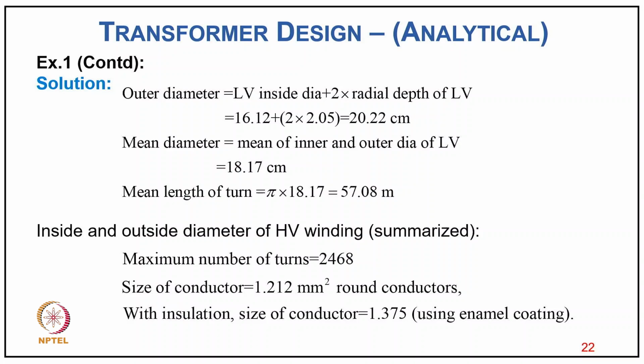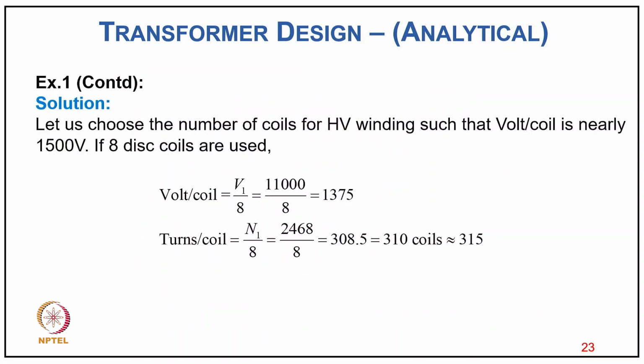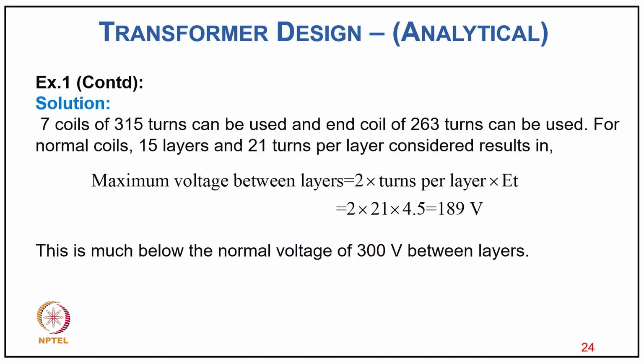For the inside and outside diameter of the HV winding, the maximum number of turns is 2468, and the size of the conductor is 1.212 millimeter square, a round conductor. So with the insulation, the size of the conductor becomes 1.375 millimeter with the enamel coating. So let's consider the number of coils in the HV winding such that the volts per coil is already 300. So if 8 discs are used, the volts per coil is V1 upon 8, so that comes like 1375, and turns per coil is N1 by 8, that comes 308.5, or 310 coils, or 315 equivalent.